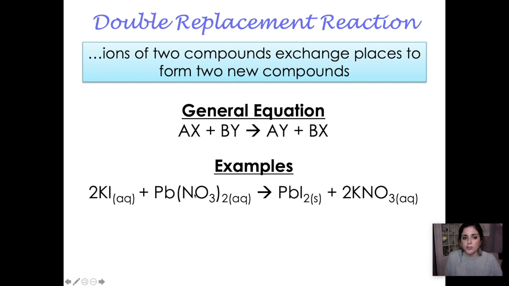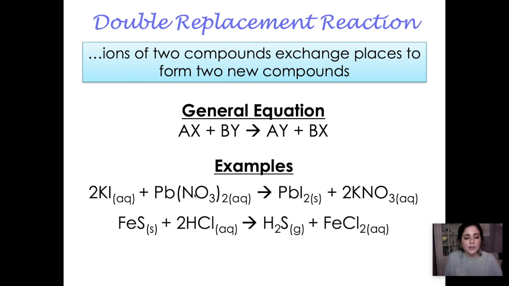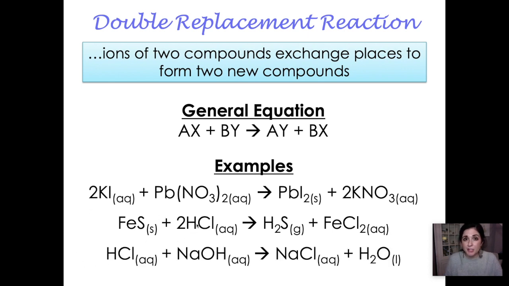Make sure you switch your charges correctly though. Here's another one, iron 2 sulfide reacts with hydrochloric acid, and you form hydrogen sulfide and iron 2 chloride. Here your iron and hydrogen switch places. And here's another type of double replacement. More specifically, this is an acid-base reaction or a neutralization. So you have that transfer of a proton here to form water. Hydrochloric acid reacts with sodium hydroxide to produce sodium chloride and water. Here, hydrogen and sodium switch places.